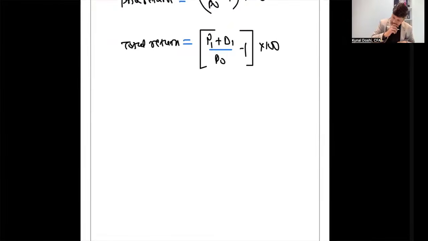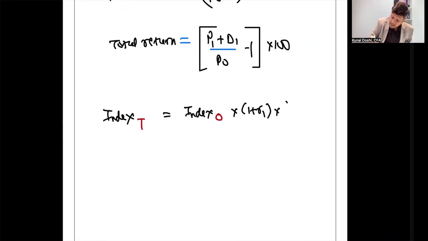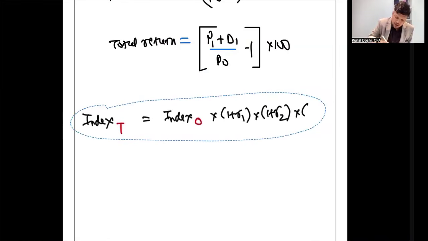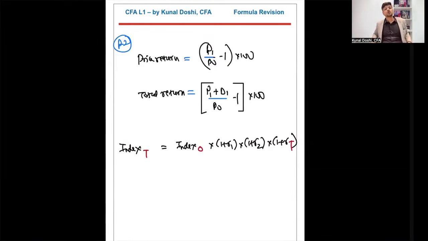Check out a very interesting thing. If you want to find an index value at the end of a period, let's say at the end of 3 years, then you will have to take the index value at the beginning and compound it with the returns. So you will compound that with return 1, compound that with return 2, compound that with return all the way till T years. Are you with me on this? What is this going to give me? This is going to give me the future value of my investment. So this is going to give me the future value of my index. All I just did is compound the index value.